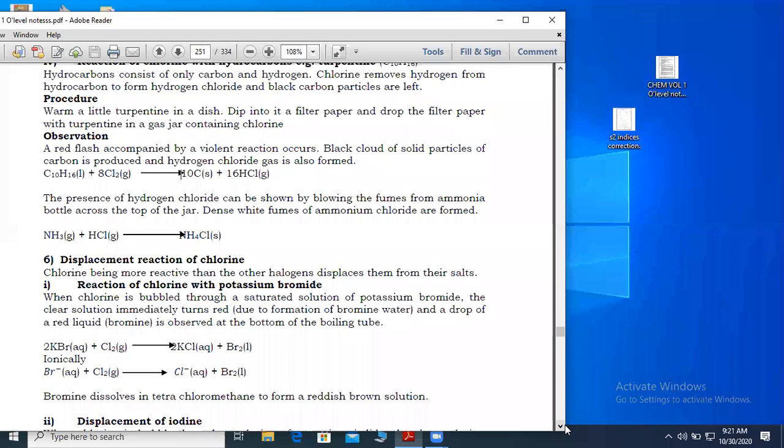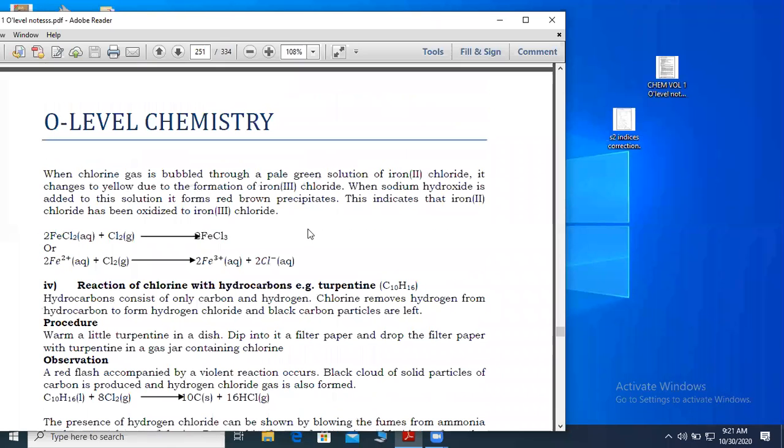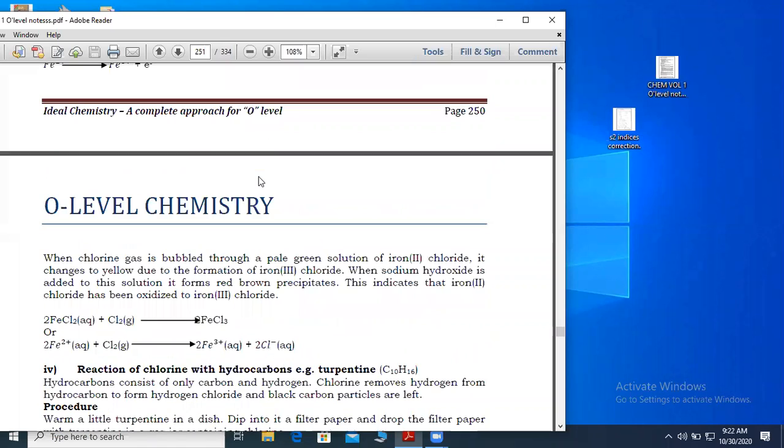Then chlorine gas was bubbled in a solution of iron 2 chloride. Remember, we looked at that on oxidation. When chlorine is bubbled through a solution of iron 2 chloride, the answer is right here: a pale green solution of iron 2 chloride changes to yellow. So that was the answer. A pale green solution turns to yellow. That is the answer I wanted.